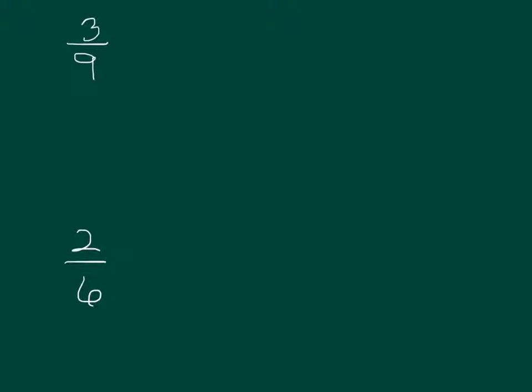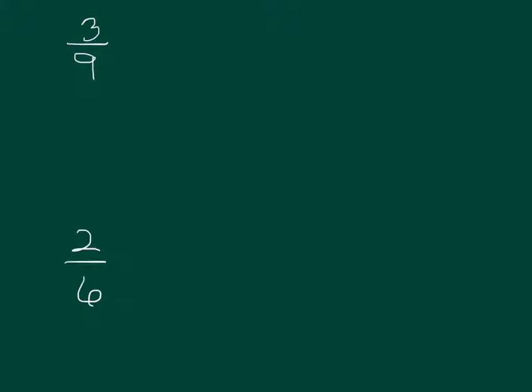A recap of simplifying fractions. The first thing you need to ask yourself is, can you multiply the numerator by anything to get your denominator as an answer? In this case, we can. 3 times 3 equals 9. Since we can do that, 3 is going to become our greatest common factor.